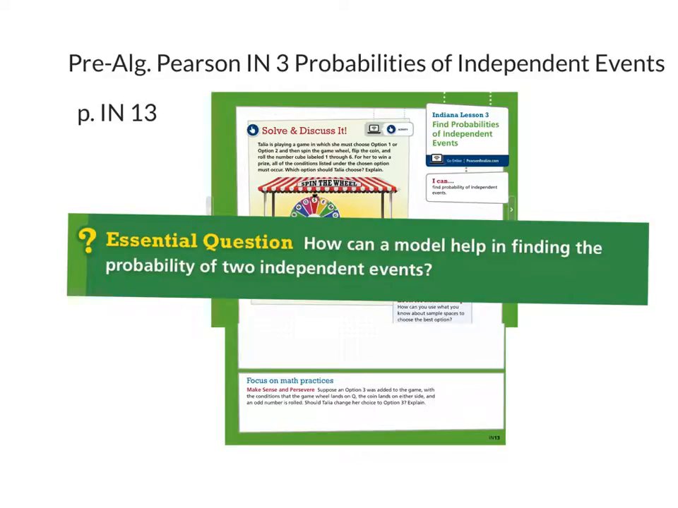In this lesson, we're going to be learning about the probabilities of independent events. The essential question is, how can a model help in finding the probability of two independent events?